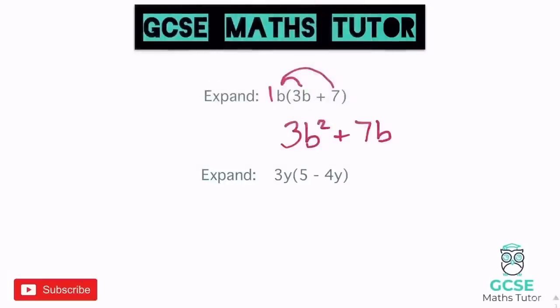On to expanding below. We have 3y times 5. 3 times 5 is 15, and we've got the 1y there, so we'll leave that as a y. And then 3y times the 4y, well 3 times 4 is 12.